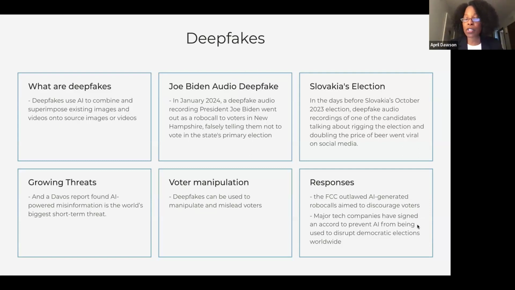But as far as in the United States, we've got the Federal Communications Commission, and after the audio deepfake in New Hampshire, they passed a law outlawing AI-generated robocalls aimed at discouraging voters. And then also we have the major tech companies that have all signed an accord to prevent AI from being used to disrupt democratic elections worldwide. So there have been some steps being taken, but it's still incredibly challenging.